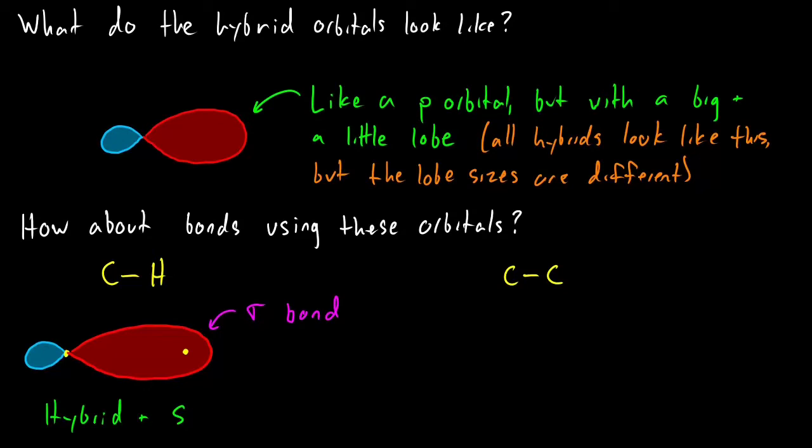Go ahead and try drawing the carbon-carbon bond between two hybrid orbitals using this same process. Pause the video here and then you can check your work with mine when we resume.